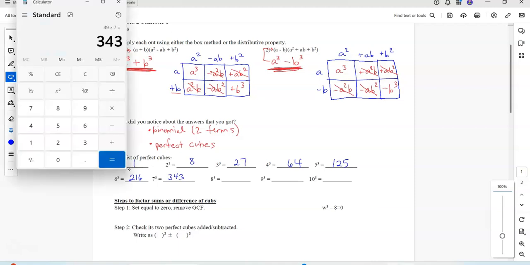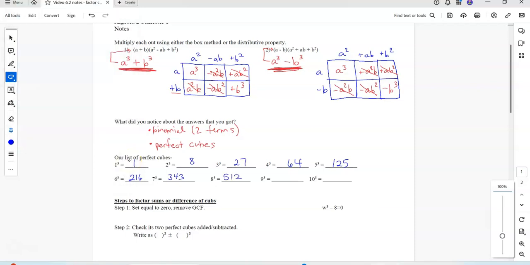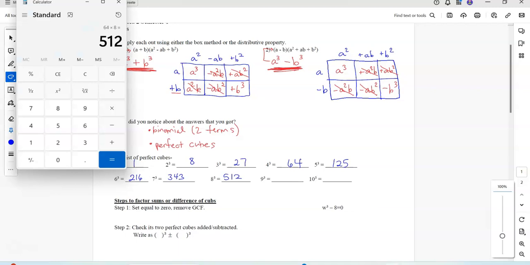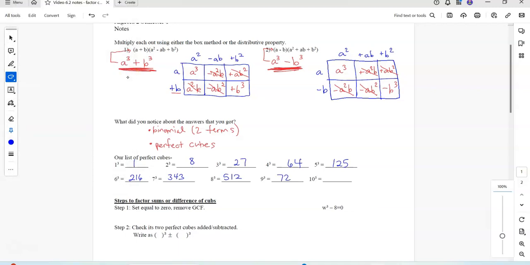8 cubed, I think is 512, but I'm going to just double check. Yep, 512. 9 cubed, 9 times 9 times 9, 729. And 10 cubed, we all should know is 1,000. Okay. So now that we have our perfect cubes, this list right here is going to be important because if you have this list memorized, then your life is going to be that much easier when you factor these. Okay?